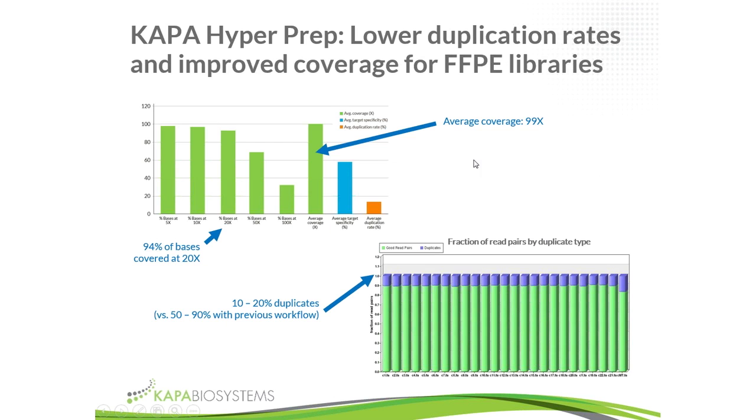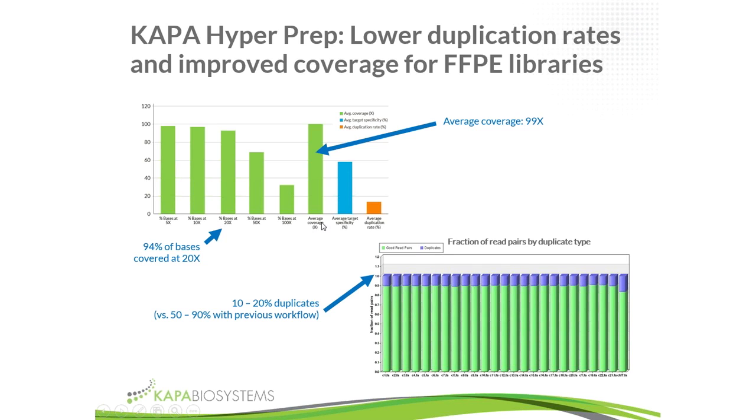And here's just data from one of our customers that was an early access test site for this kit. So these were libraries made from 2 FFPE samples. This was for whole exome capture with a Nimblegen workflow. And we're just showing you some coverage data. So this is a percentage of bases covered at 5x, 10x, 20x, 50x, and so on. Average coverage. So 95% of bases covered at 20x for these two samples on average.